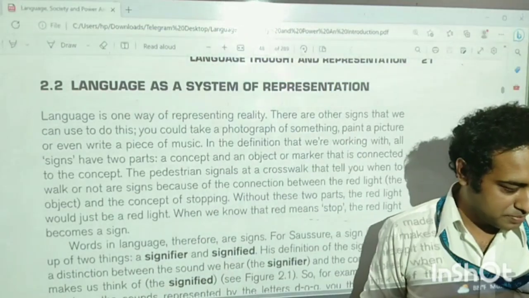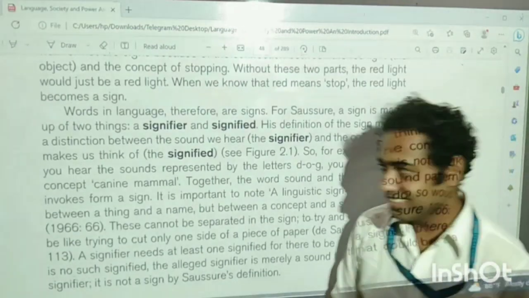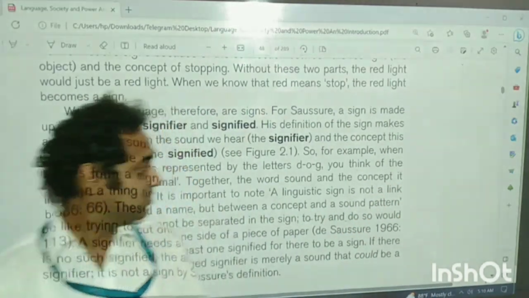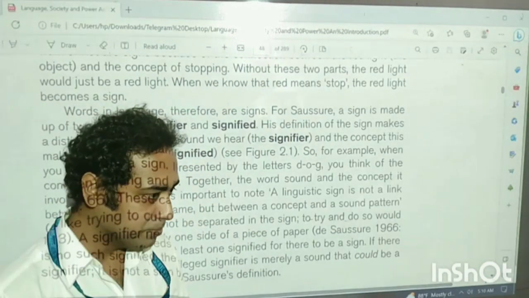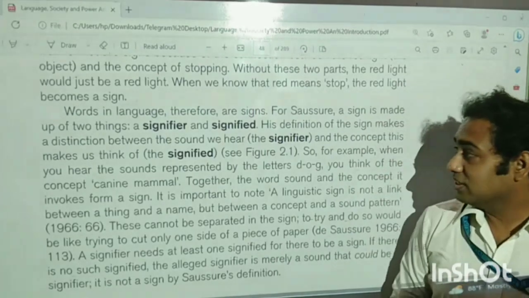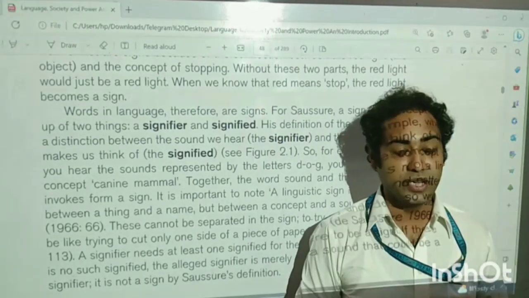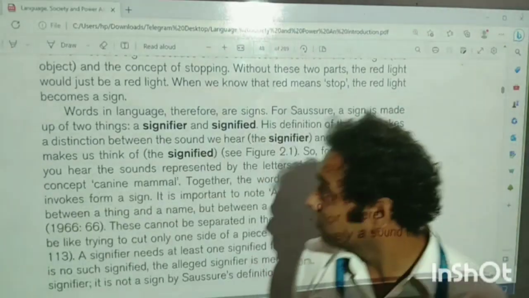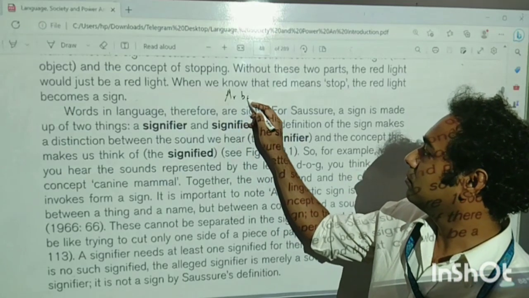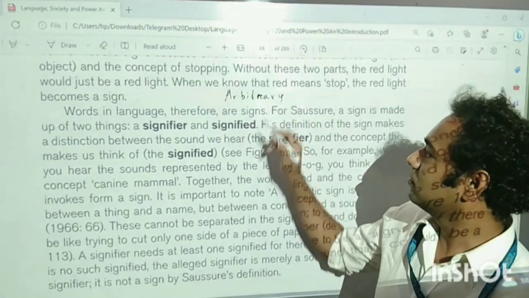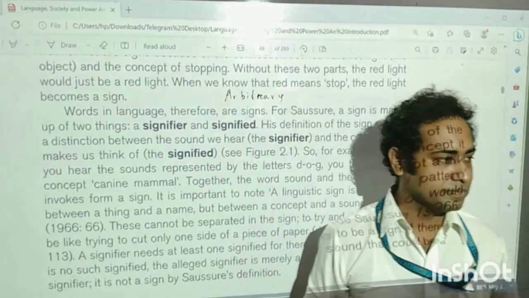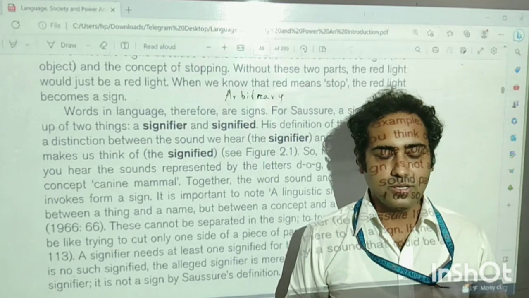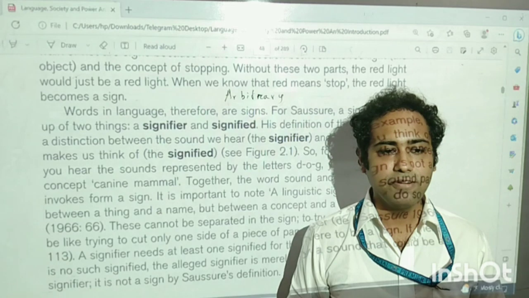You have to understand this theory. It's a little bit complex. Language has got a system that is called arbitrary form of communication. Please note it down: arbitrary form of communication. So language is arbitrary. What do you mean by arbitrary? Socially constructed. No. There is no relationship between signifier and signified.